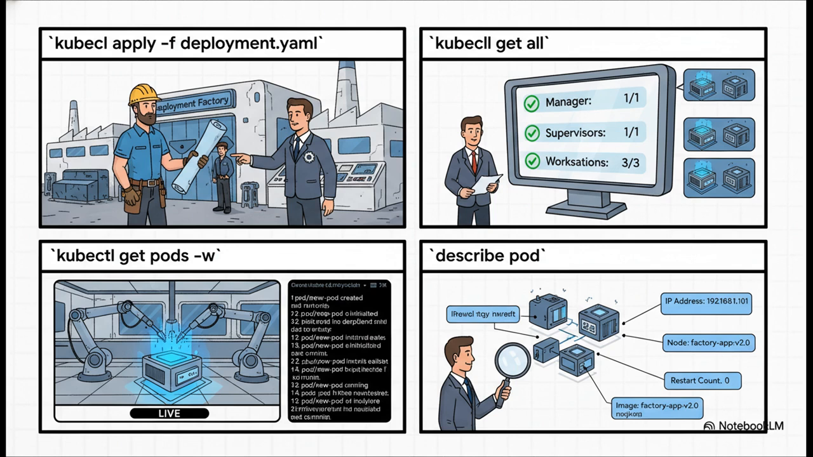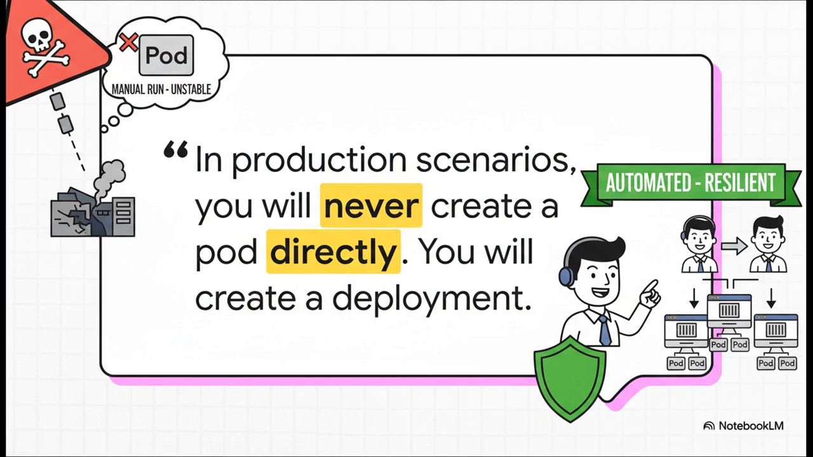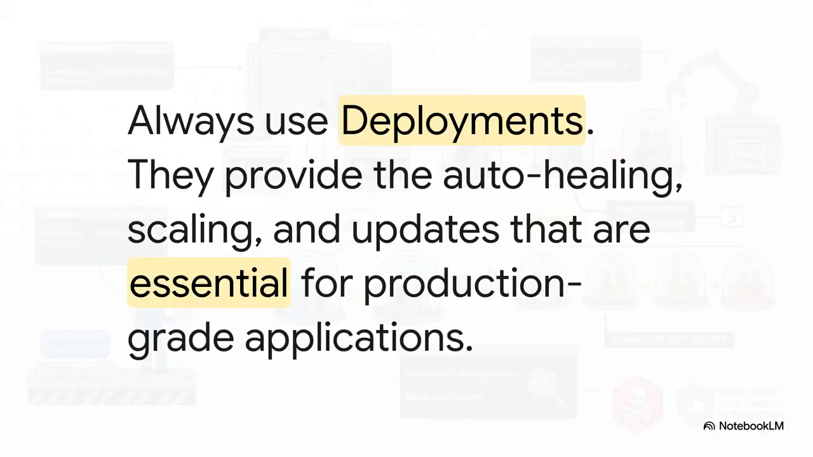All of this brings us to the most important takeaway of the day. This is a direct quote from our source material, and I want you to burn it into your memory, because it is the guiding principle for running reliable apps on Kubernetes. This is it. This is the golden rule. You always use deployments. They give you the auto-healing, the auto-scaling, and the safe updates that are non-negotiable for any serious real-world application. Stop trying to manage individual workstations. Be the one who manages the whole factory.